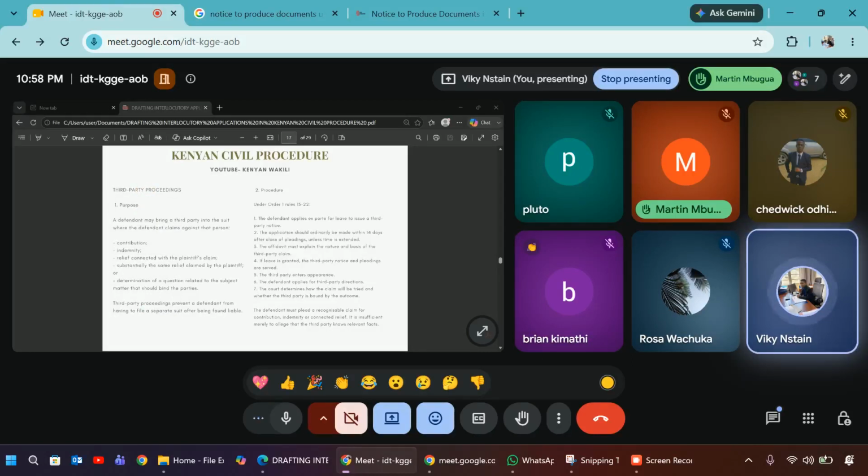Thank you, Pluto, for clarifying towards Brian. And even Brian, if you read the last statement on your screen, the defendant, first, you must plead a recognizable claim for contribution, indemnity or connected relief. First, you must show that you have a recognizable claim for that. So it is insufficient to just name Victor and tell the court that look, it is Victor and he knows what happened. That will be insufficient before the court as a defendant.